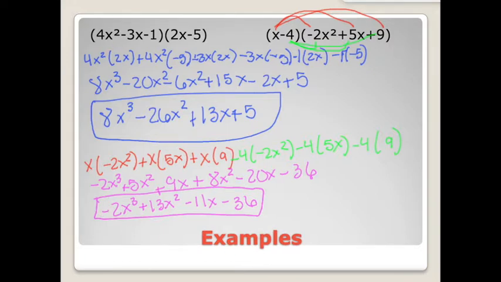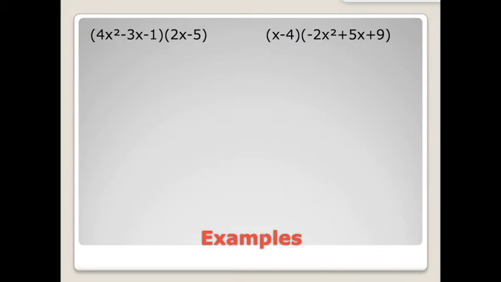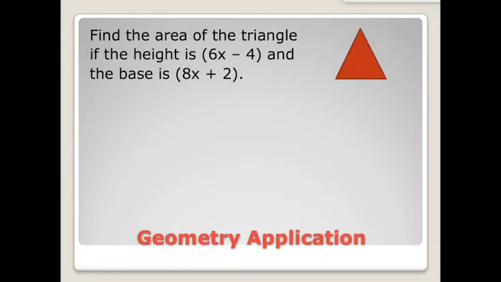Okay, let's try a geometry application. Find the area of a triangle if the height is 6x minus 4 and the base is 8x plus 2. Okay, so first, the area of a triangle is 1/2 base times height. So now I have to substitute in my base and height for my b and h. So my new equation will be 1/2 times 8x plus 2 times 6x minus 4. And then from here, I FOIL.